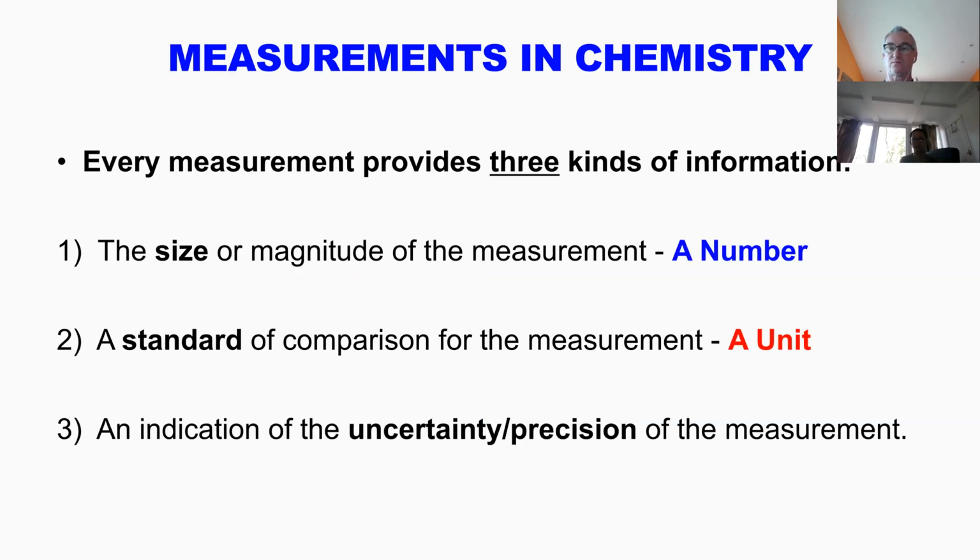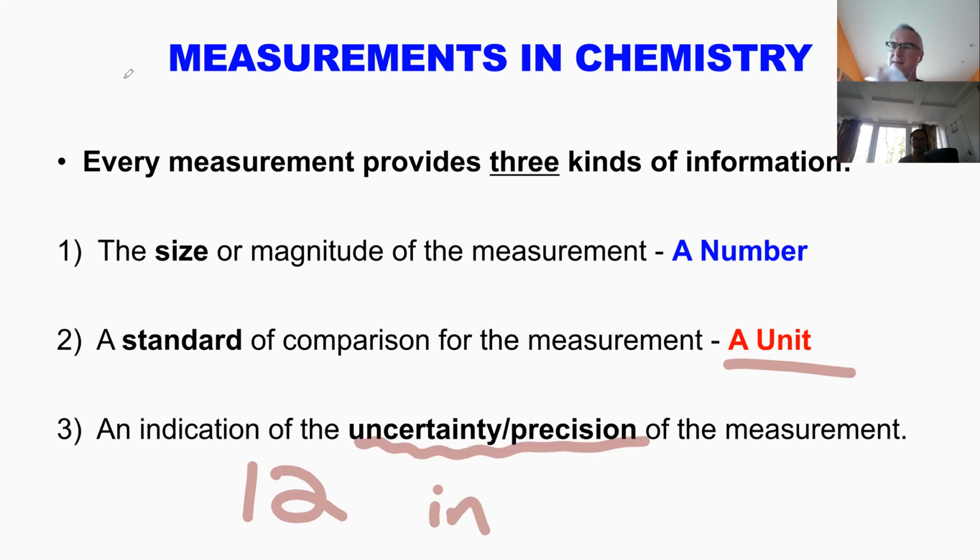So every measurement has to give you 3 types of information. The first one is just the magnitude or the size. That would be the number associated with it. So let's say I'm measuring something that's about a foot long. And so my first piece is 12. The unit is inches. It's obviously going to be 12 inches, right? So I put 12 inches. But the third thing that you need to include, and this is where sig figs comes into play, is how precise is that measurement?